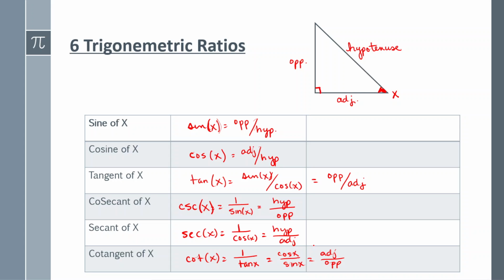Now let's use these 6 ratios. One thing to remember: there's a little abbreviation that may help some of you remember the order of these things. You'll hear it said SOHCAHTOA. That's for sine opposite hypotenuse, cosine adjacent hypotenuse, tangent opposite adjacent. If you like mnemonic devices, maybe that helps.